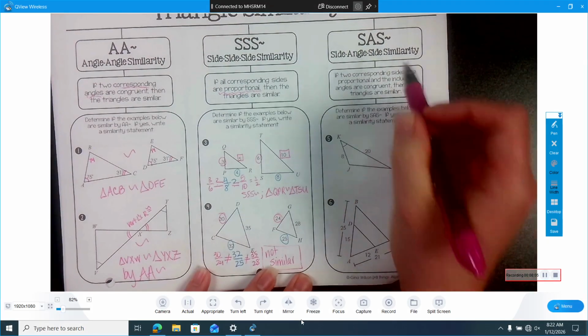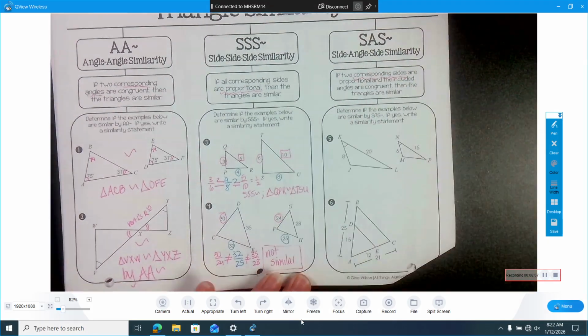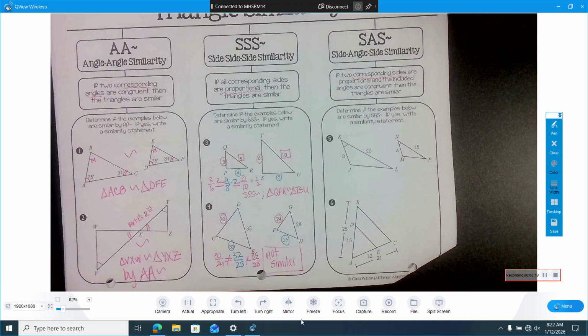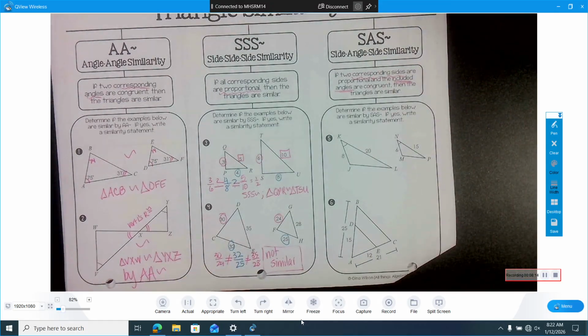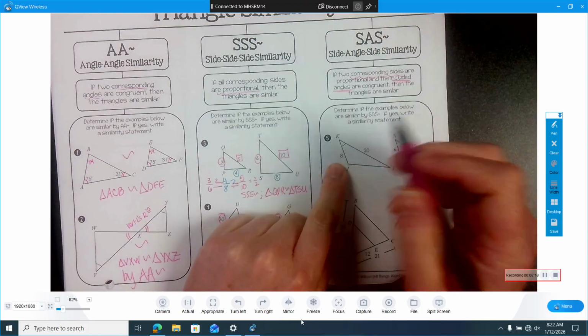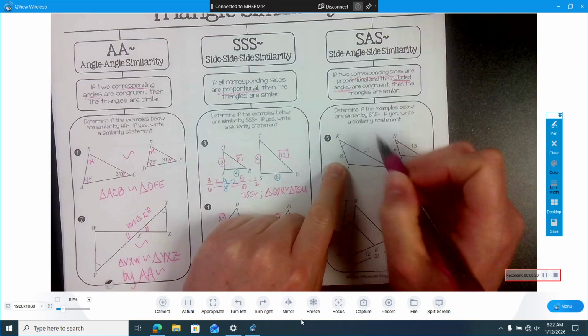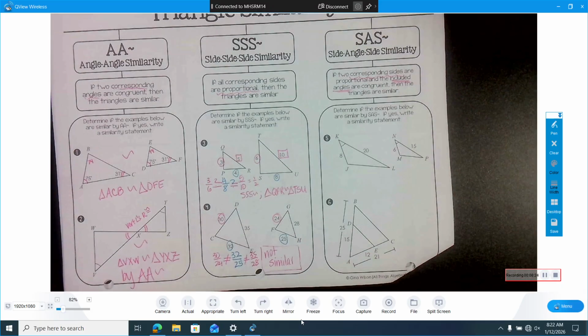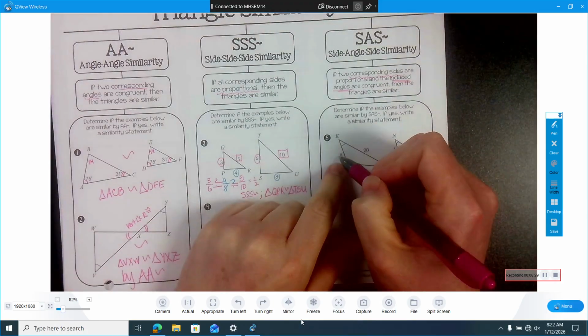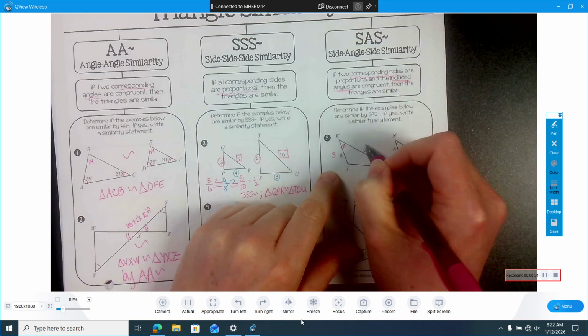All right, the last one we have is side angle side similarity. If two corresponding sides are proportional and the included angle are congruent. Included has to be between the sides. And so you can see here we have two side lengths, and where those sides come together, that's the included angle, the angle between those two sides. So here we have a side and an angle and a side.